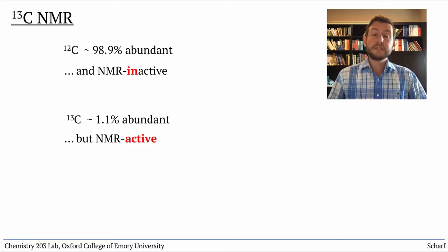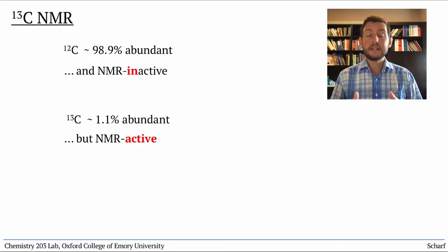Because carbon-13 nuclei are NMR active, when they're placed in a strong magnetic field, they absorb photons in the radio frequency range. And the precise frequencies of those photons give us information about the electronic environment that carbon atom is in. So let's get straight to the point. What do the data look like, and what do they tell us about chemical structure?